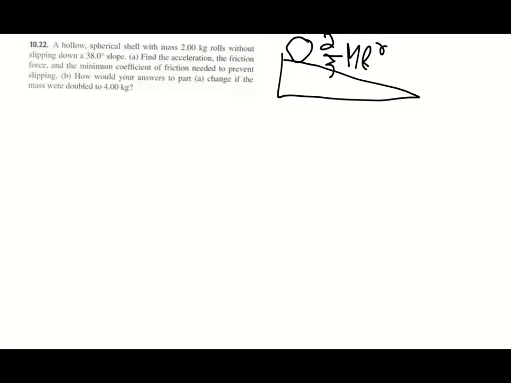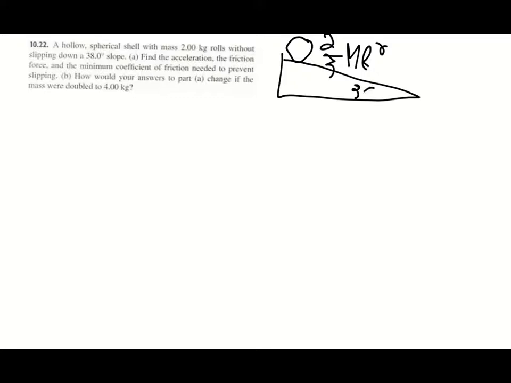In problem 10.22, we have a hollow spherical shell, and it's rolling without slipping down a slope. So we've got a slope like this. And it is rolling down. And it's a hollow spherical shell, so I had to look up its moment of inertia: 2/3 mr squared.